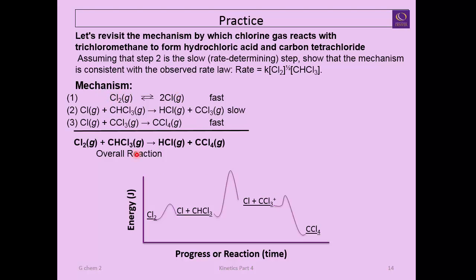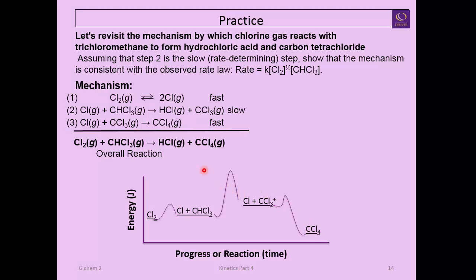Here's a fast step, so it has a low activation energy, right? And in the second step, this chlorine atom reacts with this trichloromethane. And this is the slow step, so this is the rate determining step. And then there's this third step where another chlorine atom just comes together and makes carbon tetrachloride.